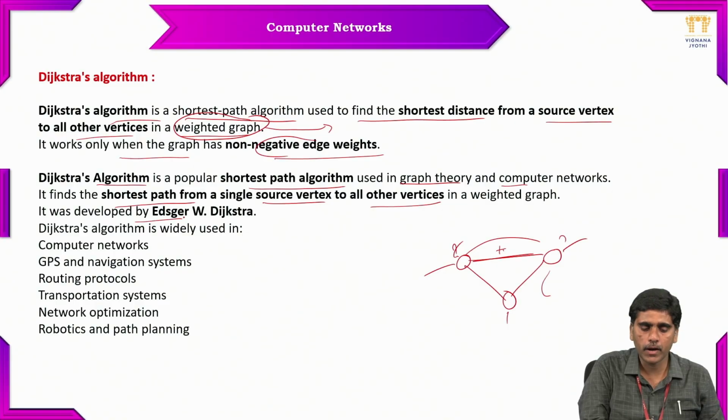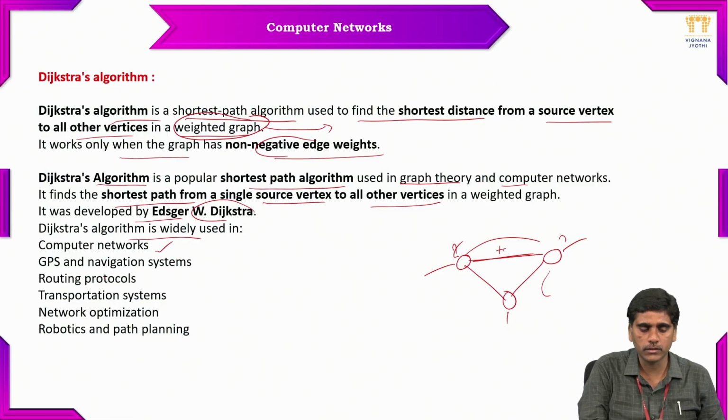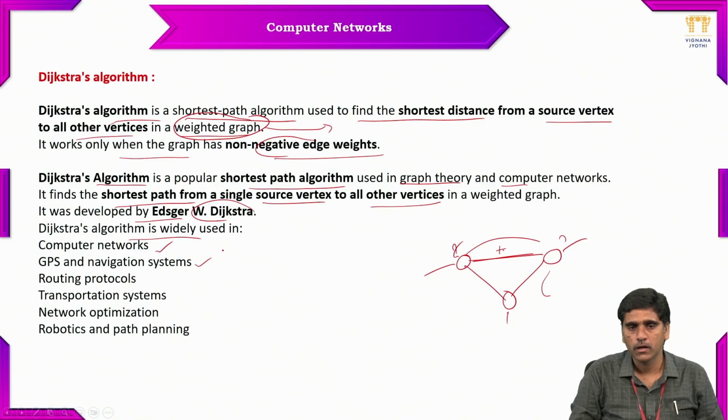It was developed by W. Dijkstra. As the name suggests, this shortest path algorithm is named the Dijkstra algorithm. This algorithm is widely used in computer networks, GPS and navigation systems. Nowadays we see real-time applications in Google Maps, where you want to go from source to destination. It finds several routes, and out of all the routes it finds the best, suitable, shortest path.